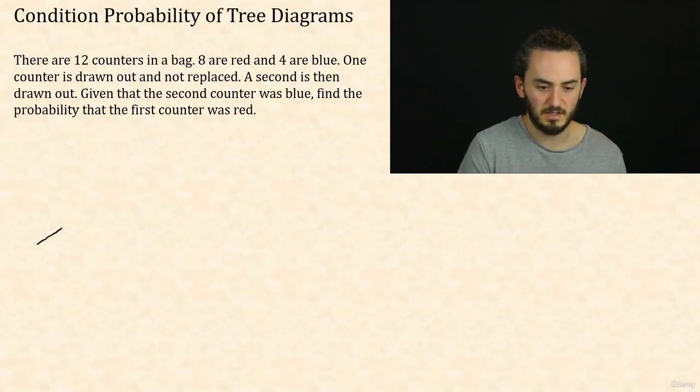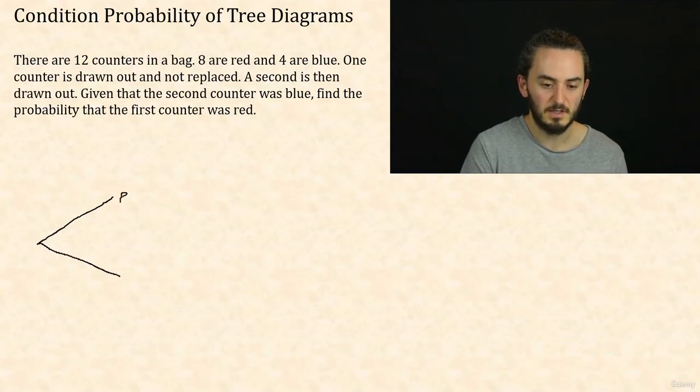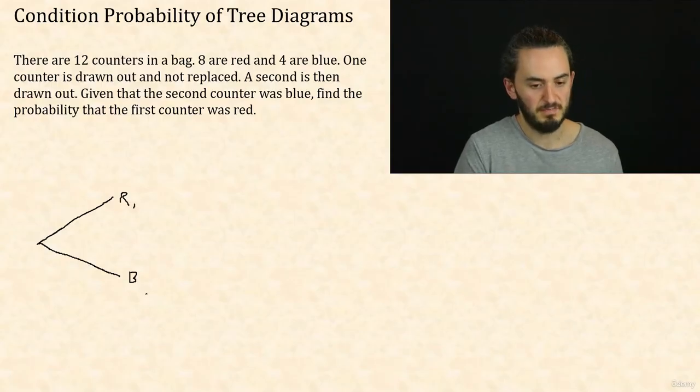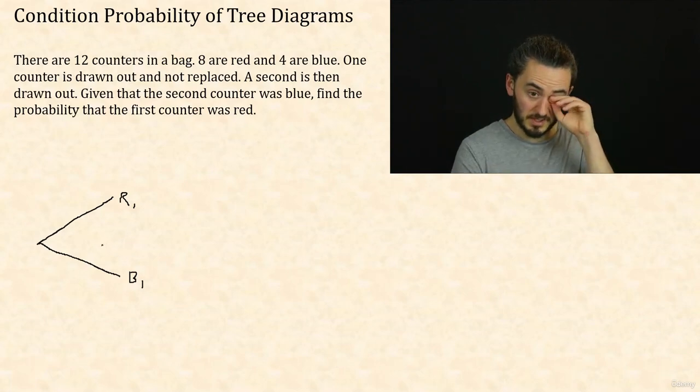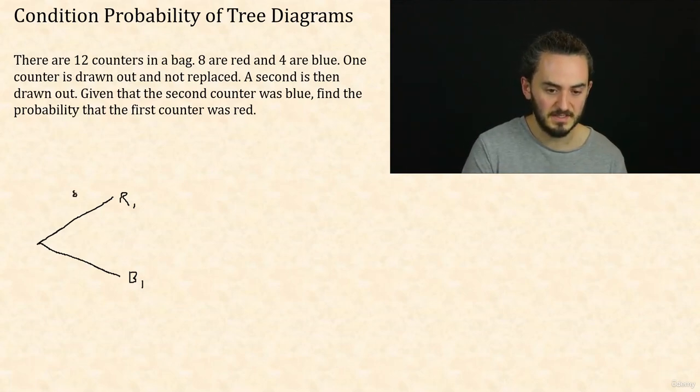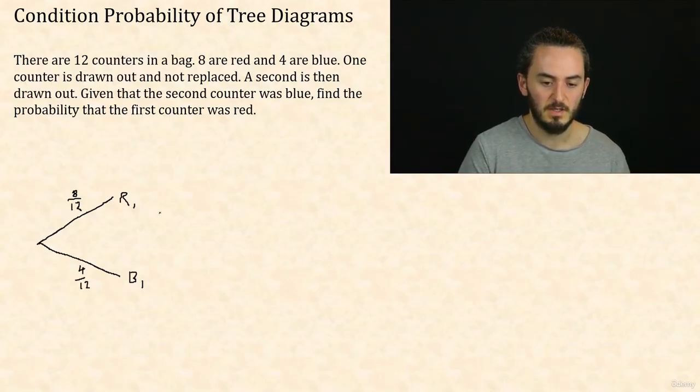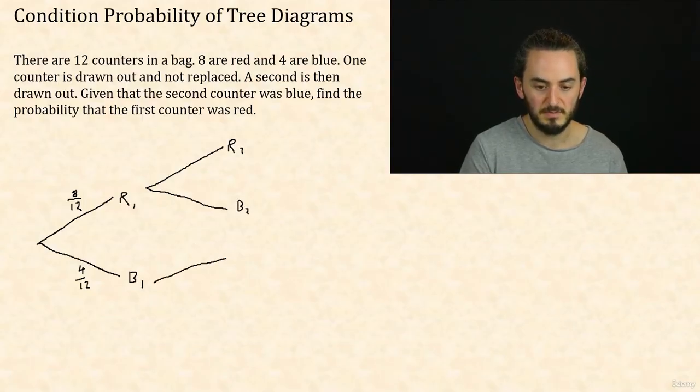So here's my first pick. My first pick is either red or blue. Let's call this R1 to show that my first pick was red, and B1 for blue. The probability that my first pick is red is 8/12ths, and the probability that my first pick is blue is 4/12ths. So my second pick is either R2 to show the second one I pick is red, or it's B2. And if I picked blue the first time, again, it's R2 here or B2 here.